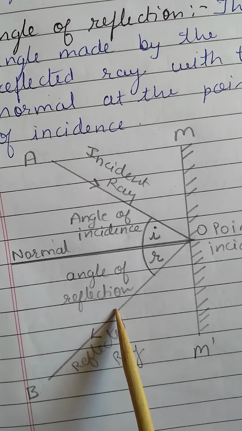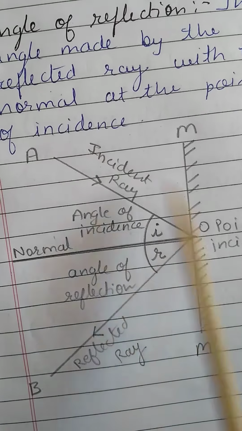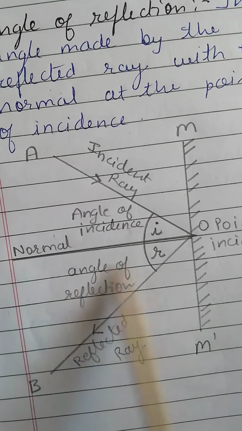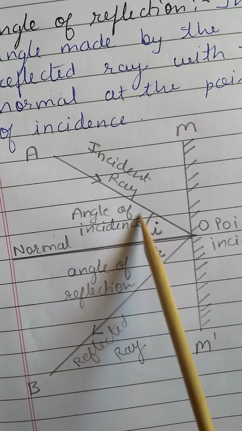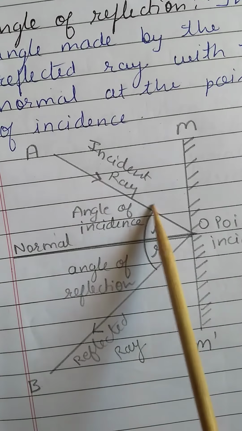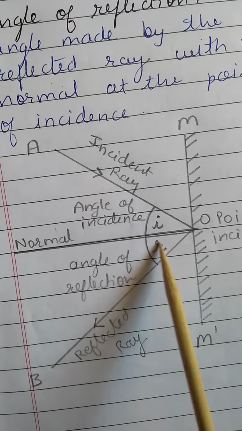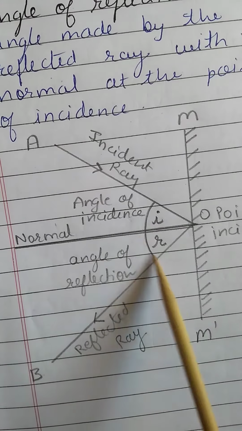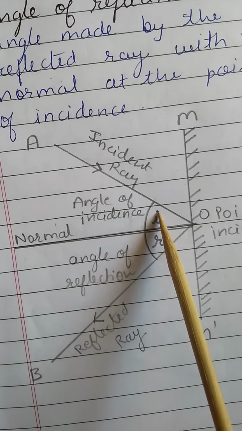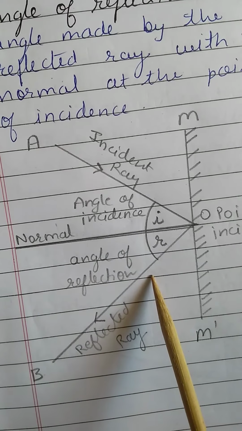So we will have to understand the laws in this diagram. The first law is: the incident ray, the reflected ray, and the normal all lie in the same plane. This is the first law. And the second law is: the angle of incidence, this angle AON, and the angle of reflection are equal. So NOB, this angle, and this angle are both equal. Small i means angle of incidence, small r means angle of reflection. So these both are equal. These are the important laws.